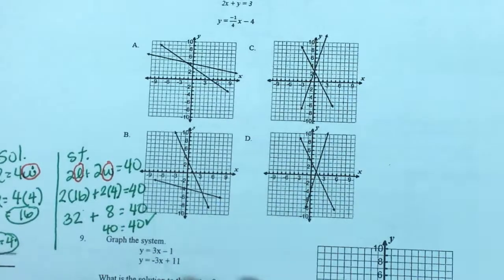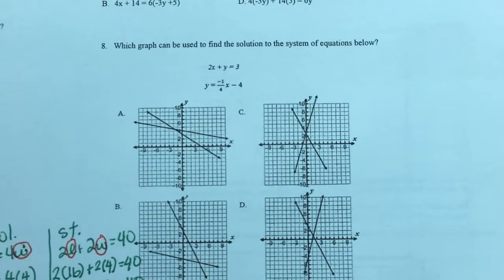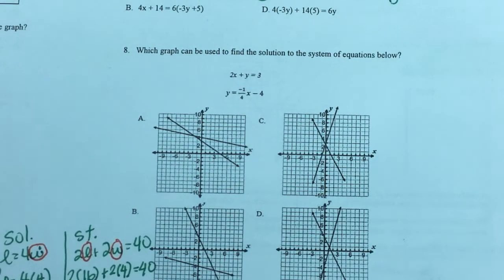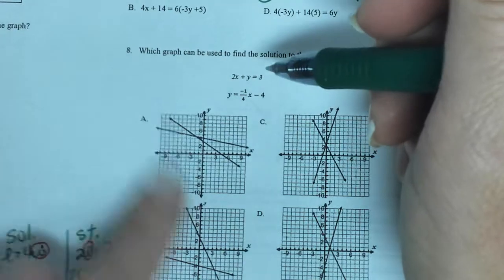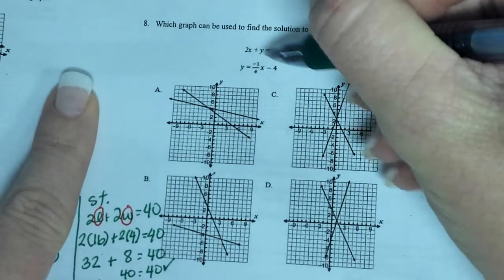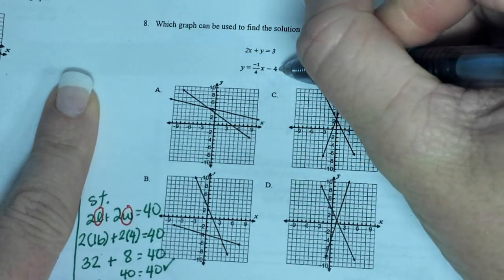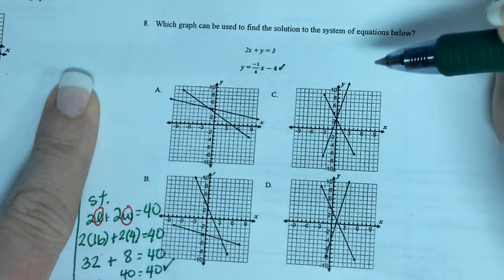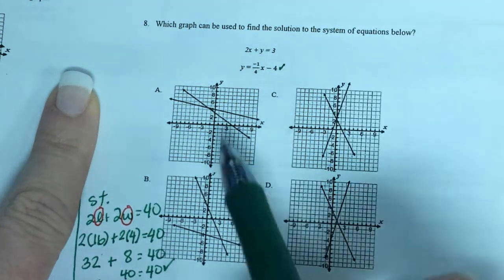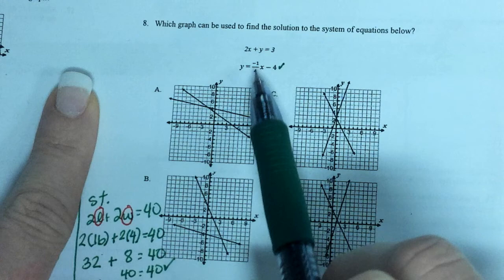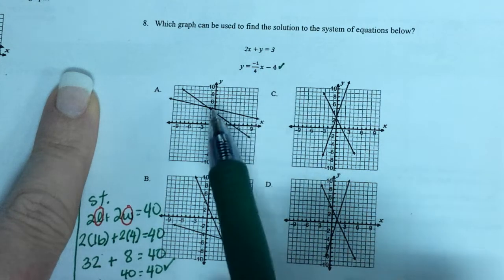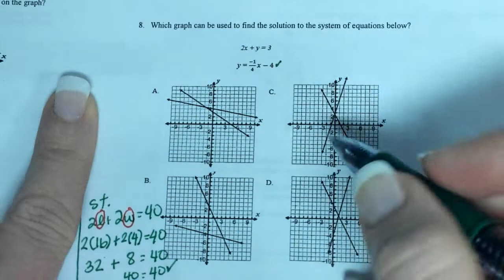Okay, number 8. It says, which graph can be used to find the solution to the system of equations below? I see that one of them is already in slope-intercept form, this one right here. But this one, I'm going to change to slope-intercept form as well, so that I can plug these two y values into my calculator and determine from there which one of these graphs matches.